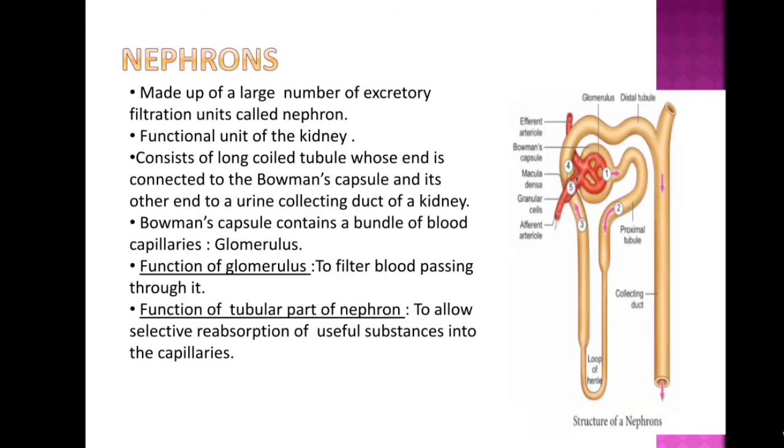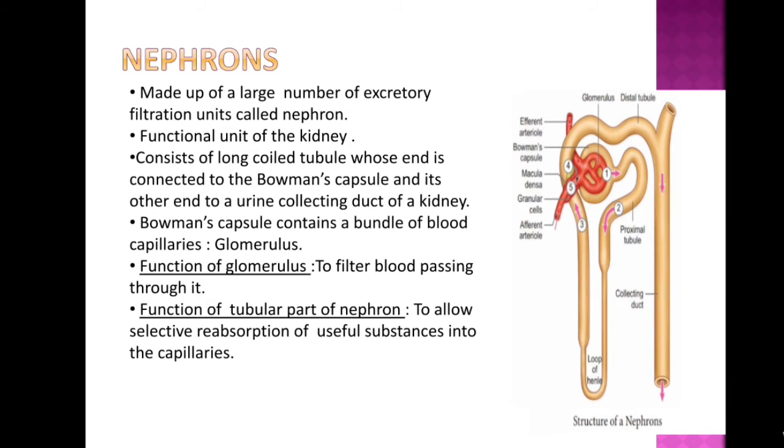Now let us know about the nephron. We all know that each kidney is made up of a large number of excretory filtration units known as nephrons. The nephron is the main functional unit of the kidney, and it consists of a long coiled tubule, one end of which is connected to the double-walled cup-shaped structure of the Bowman's capsule, and its other end to the collecting duct of the kidney.